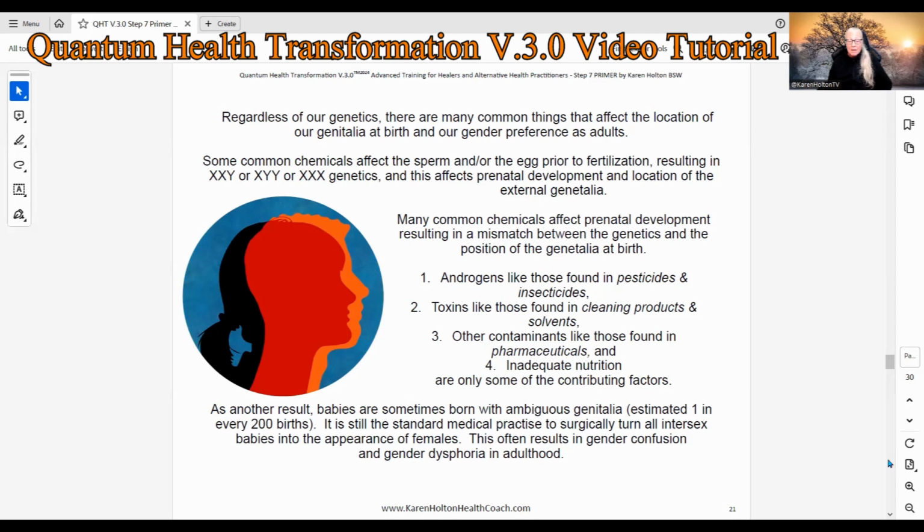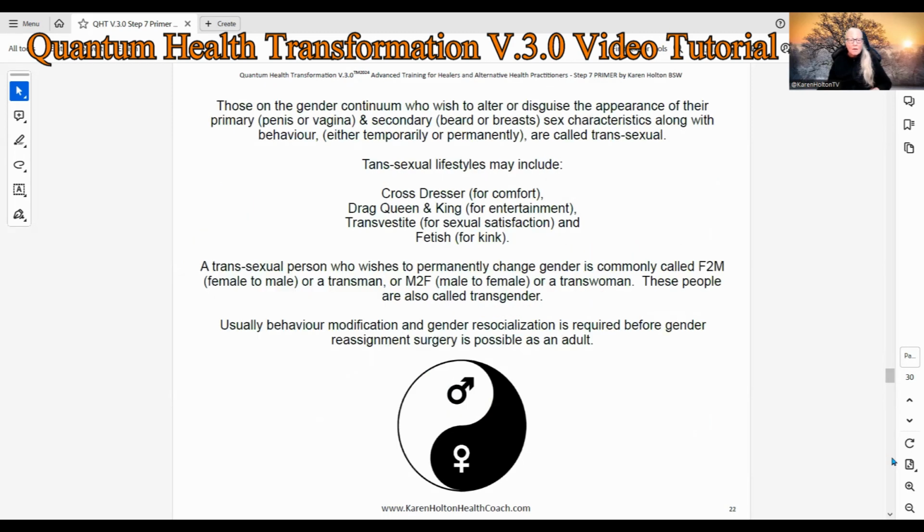It is still the standard medical practice to surgically turn all intersex babies into the appearance of females. This often results in gender confusion and gender dysphoria in adulthood. Those on the gender continuum who wish to alter or disguise the appearance of their primary, which would be the penis or the vagina, and secondary, which could be beard or breasts, sex characteristics, along with behavior, either temporarily or permanently, are called transsexual. Transsexual lifestyles may include cross-dresser.